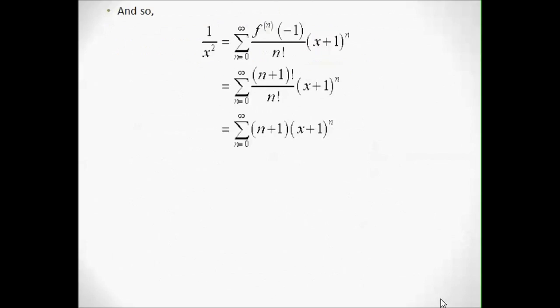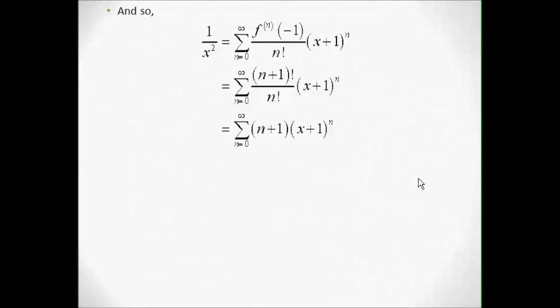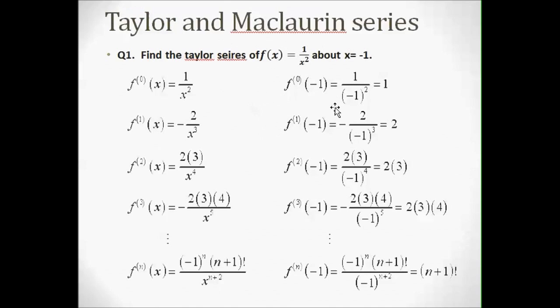So you can conclude that 1 over x squared equals, first you put in the Taylor series formula. It is f^(n)(a) over n factorial times (x minus a) to the power of n, but since it's about x equals negative 1, you put negative 1 here, and since it's x minus a, it's x plus 1. For this value, you just get it from f^(n)(-1) right here, which is n plus 1 factorial. Substitute it back in and simplify, and we get the answer. So this is the Taylor series for this question.